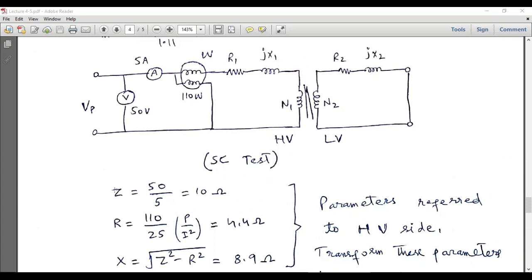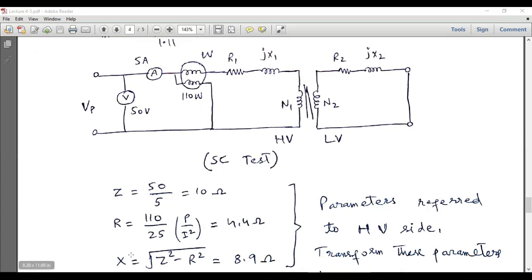So first we will calculate the total impedance, and that impedance will be equal to V over I. So V is 50, I is 5. So 10 ohm is the total impedance referred to the high voltage side. And now we will calculate the resistance since we know this power. So this resistance will be equal to P over I squared. So 110 divided by 25 is equal to 4.4 ohms.